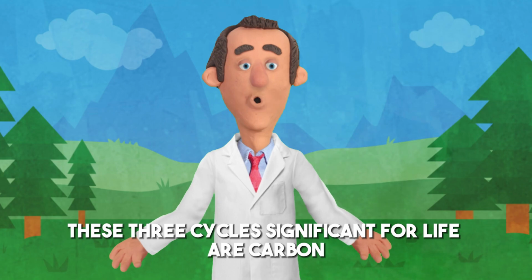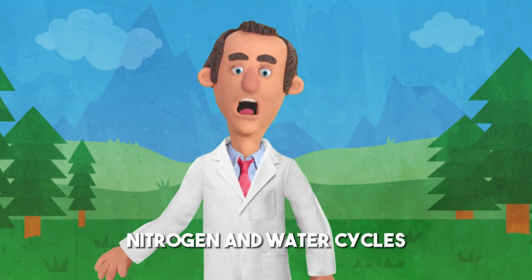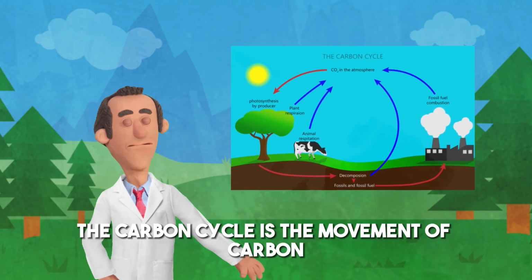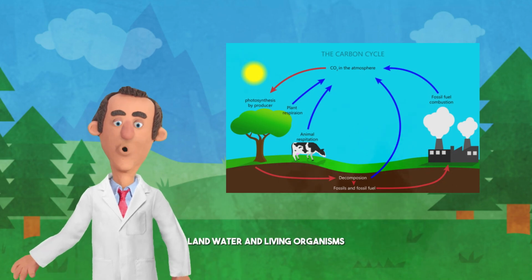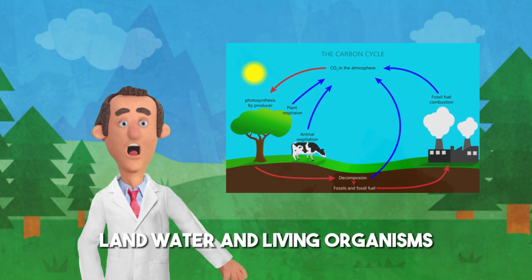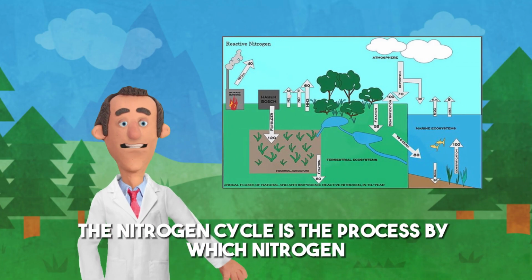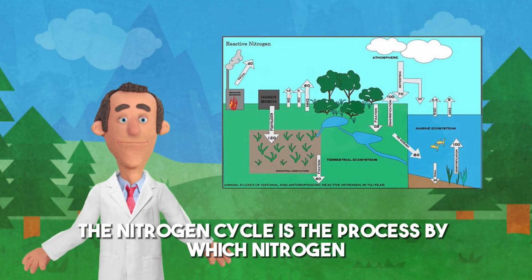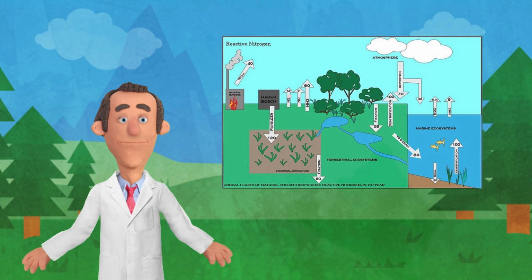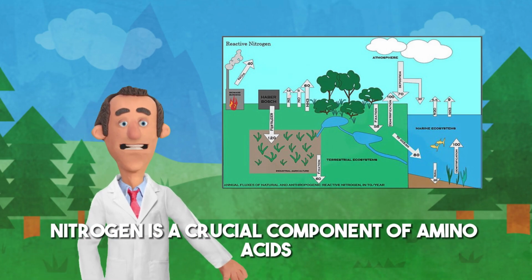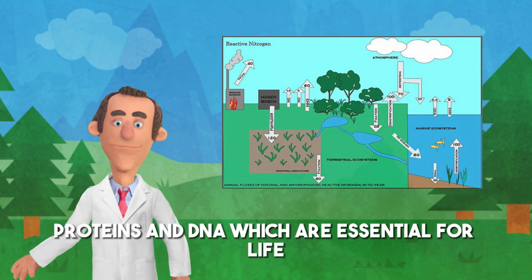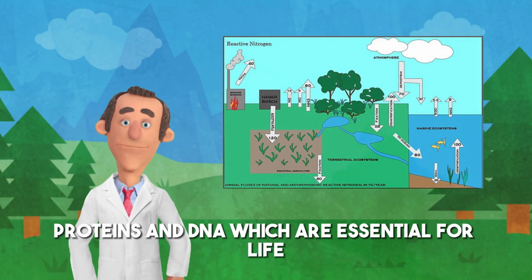The three cycles significant for life are the carbon, nitrogen, and water cycles. The carbon cycle is the movement of carbon through the Earth's atmosphere, land, water, and living organisms. The nitrogen cycle is the process by which nitrogen, an essential element, moves through the Earth's ecosystems. Nitrogen is a crucial component of amino acids, proteins, and DNA, which are essential for life.